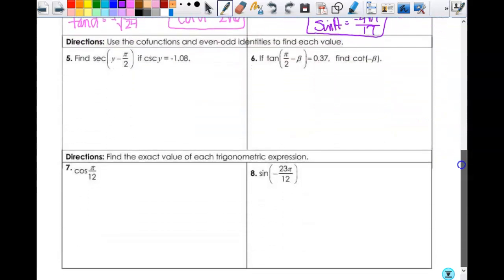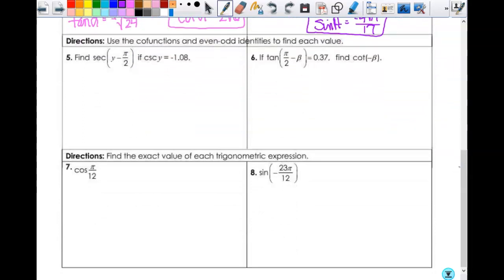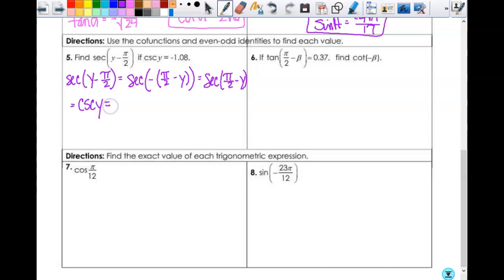All right, so then this one says use the cofunction and even and odd identities to find each value. So I want to find secant of y minus pi halves if I have the cosecant. All right, so I know that secant of y minus pi halves is equal to the secant of negative pi halves minus y. Then secant of negative theta is equal to secant theta, so this equals secant of pi halves minus y. Secant of pi halves minus y equals cosecant, okay? So that's equal to negative 1.08, and that is secant of y minus pi halves.